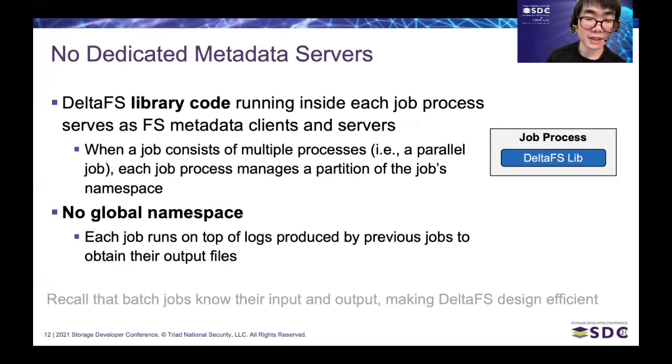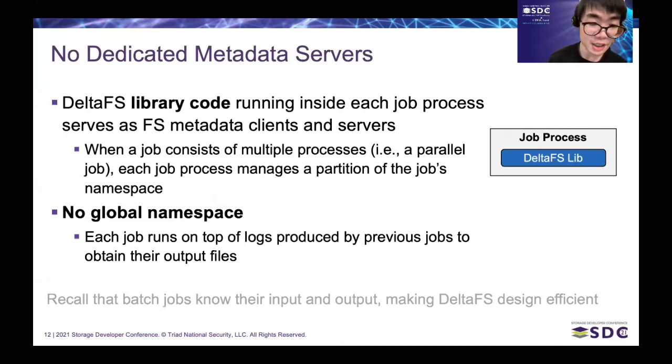Instead, the DeltaFS library code running inside each job process serves as file system metadata clients and servers. When a job consists of multiple processes, each process basically maintains a partition of the job's namespace. Jobs each have their own namespace, and there is no global namespace.